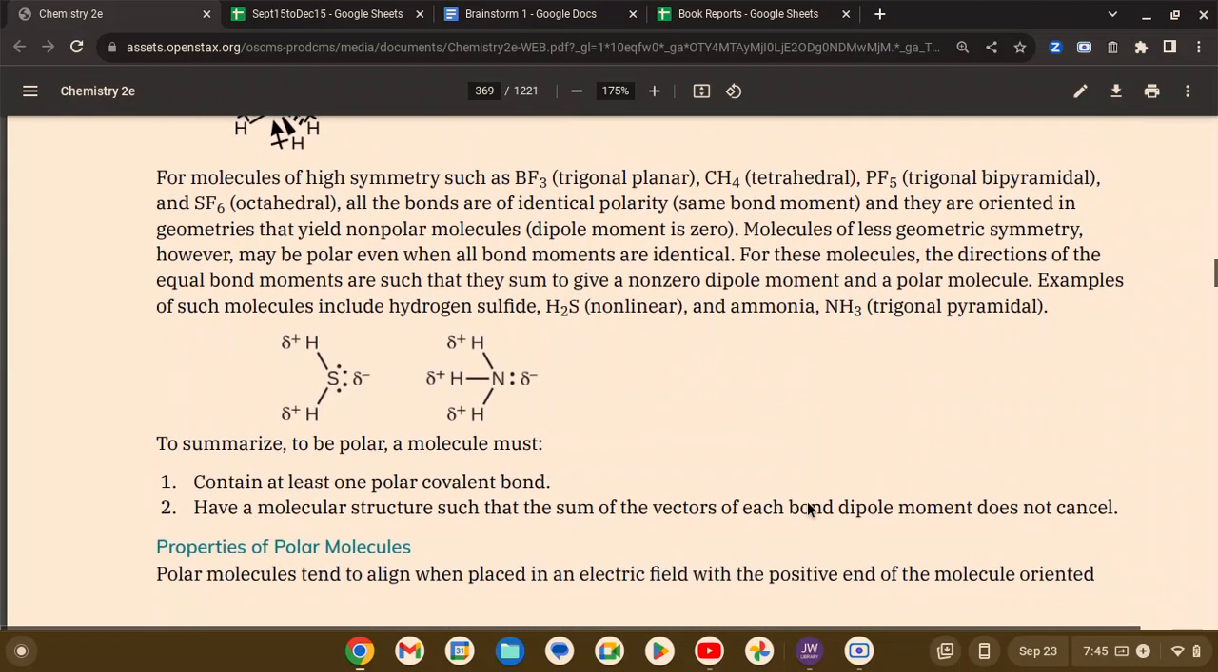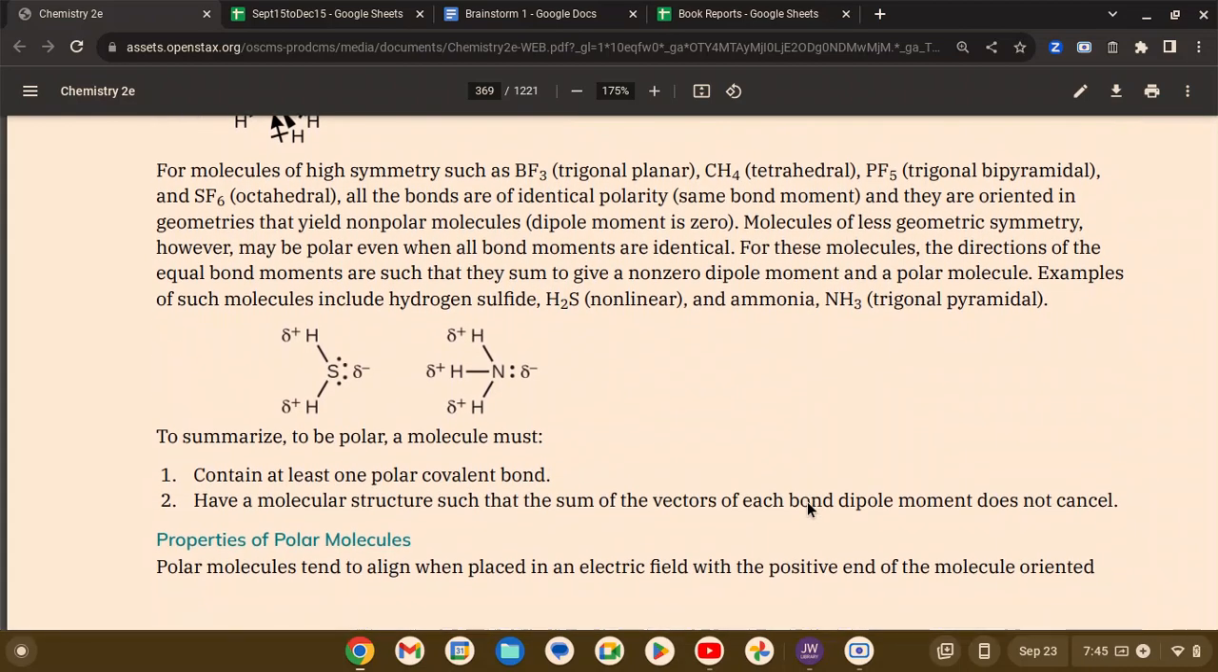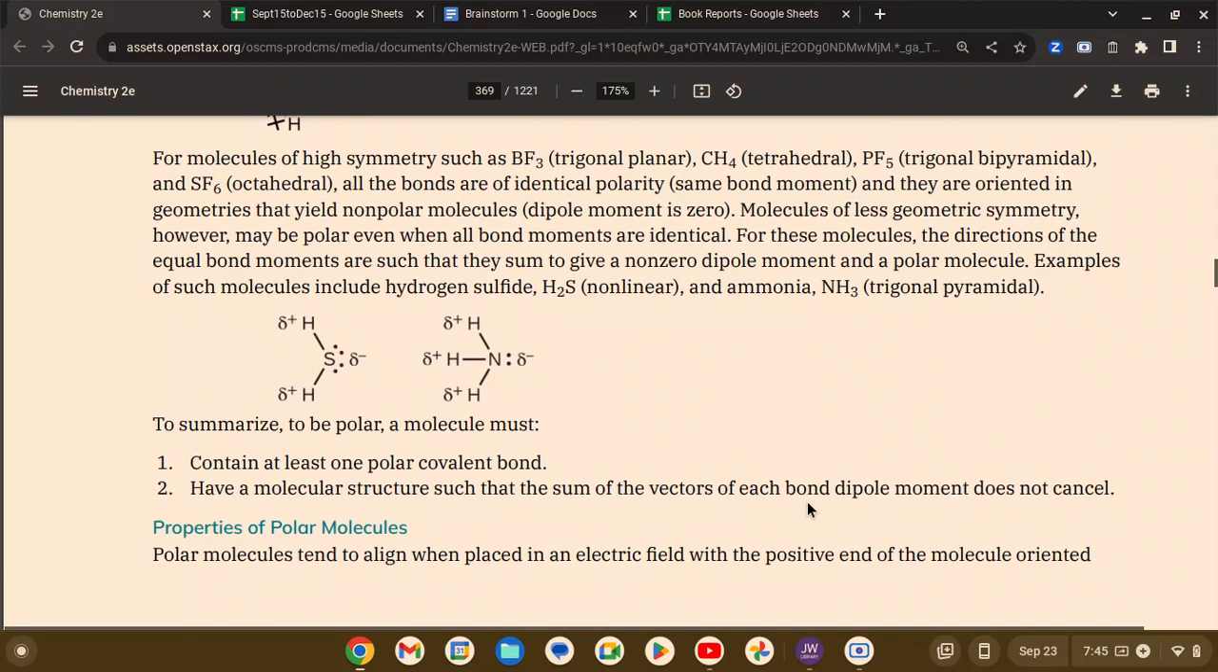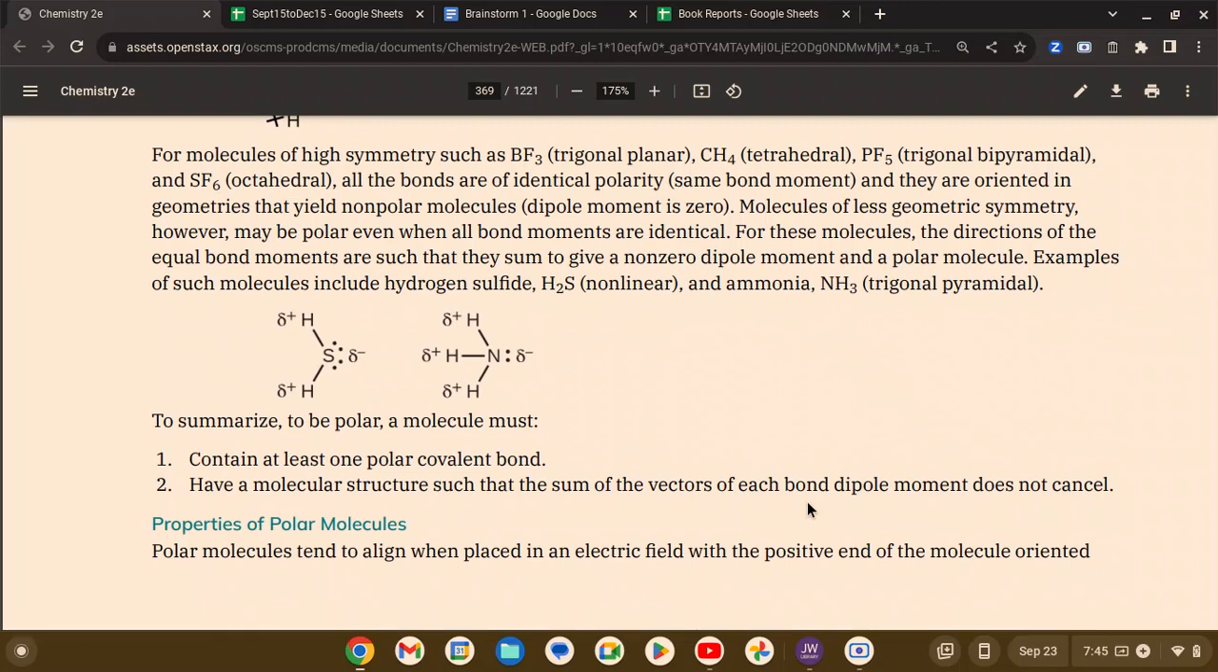For molecules of high symmetry, such as boron trifluoride, methane, phosphorus pentafluoride, and sulfur hexafluoride, all the bonds are of identical polarity, and they are oriented in geometries that yield nonpolar molecules. Molecules of less geometric symmetry, however, may be polar even when all bond moments are identical. For these molecules, the directions of the equal bond moments are such that they sum to give a non-zero dipole moment and a polar molecule. Examples of such molecules include hydrogen sulfide and ammonia.